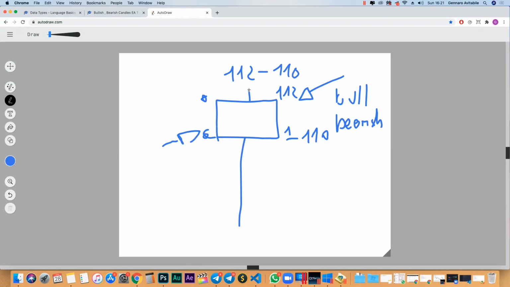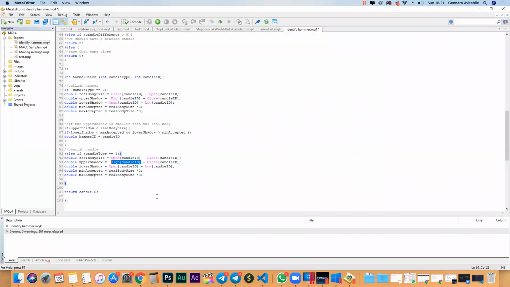For the upper shadow instead, we're going to have to do the open and the high. So high minus open. And we have an upper shadow. For the lower shadow, we need to have the close and the low. Now this should be pretty much the same. So let's just copy this out.